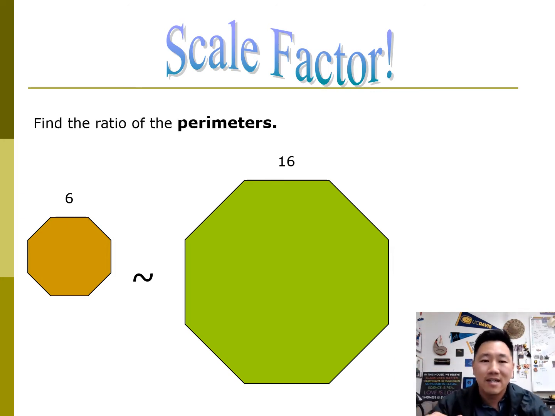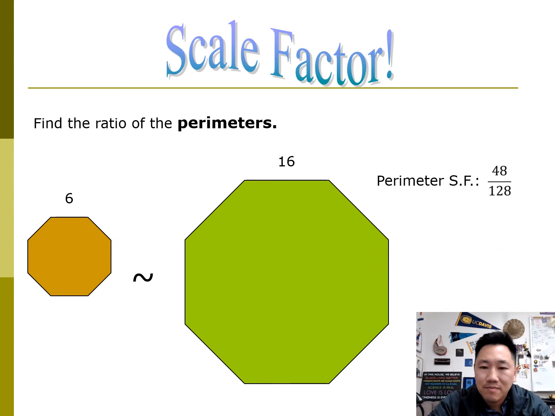What if I said find the ratios of the perimeters? So then you would have to find the perimeter of the small one. Since this is a regular octagon, all the sides are the same. So it's just 6 times 8, and then 16 times 8. 48 over 128. But again, we always have to reduce it. 3 over 8. Look at that.